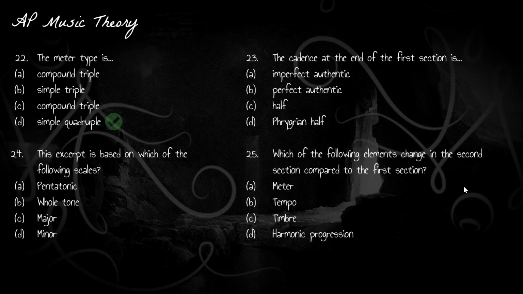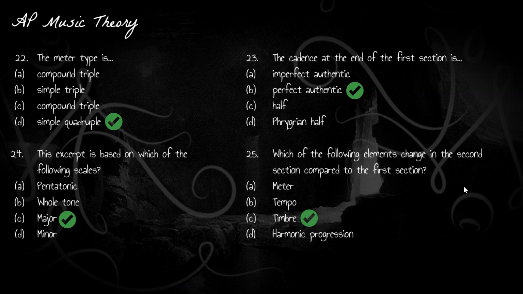And here are the answers. Let us go through them. Question 22, the correct answer is D. The meter is simple quadruple. Question 23, the correct answer is B. The cadence at the end of the first section is perfect authentic and major. Question 24, the correct answer is C. This excerpt is based on a major scale.